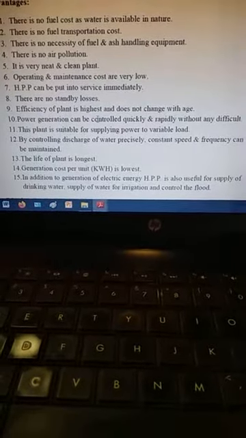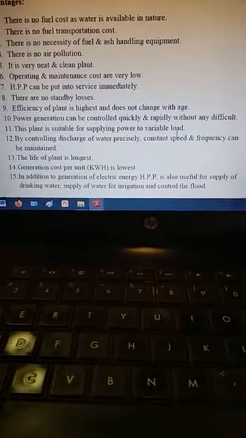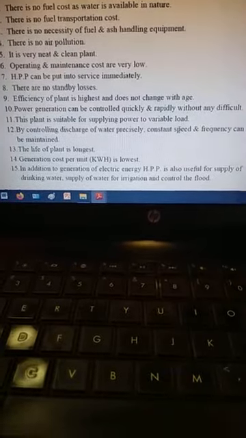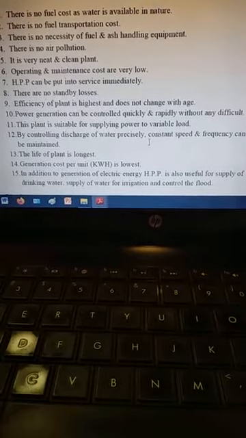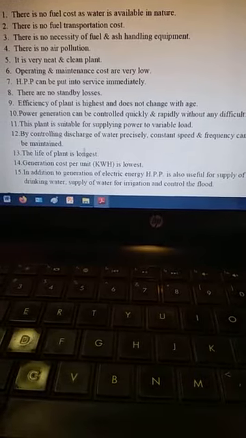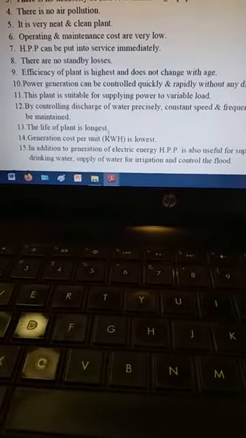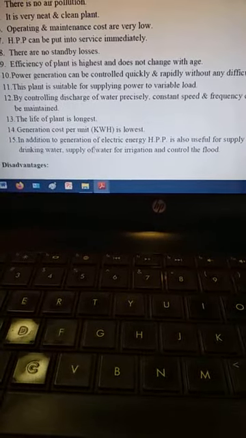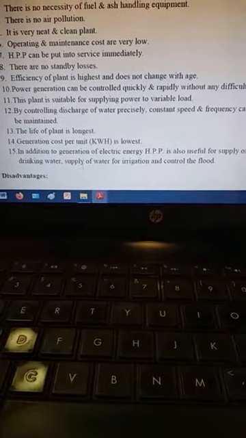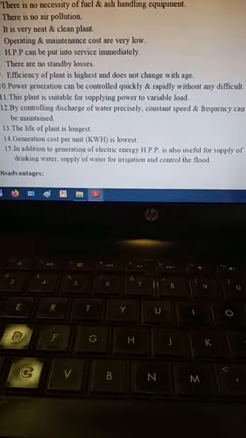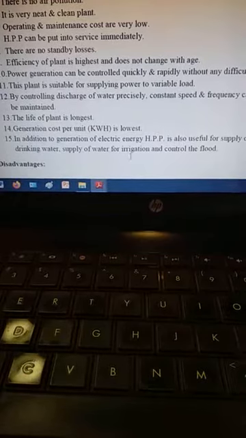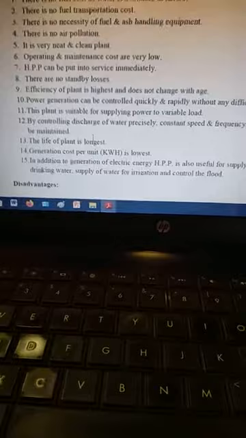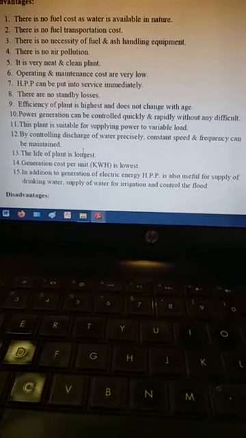Power generation can be controlled quickly and rapidly without any difficulty. The plant is suitable for supplying power to variable load. By controlling the discharge of water precisely, constant speed and frequency can be maintained. The life of the plant is longest. Generation cost per unit kilowatt is lowest. In addition to the generation of electricity, these plants are also useful for supplying drinking water, supplying water for irrigation and controlling floods. So you can easily understand these points. These have been written here very easily and in a concise manner.